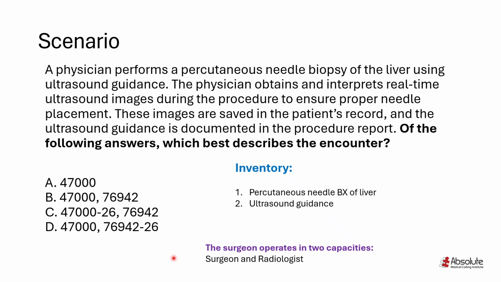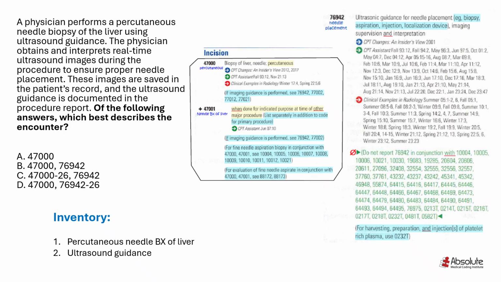Now let's go back to our guideline. When the surgeon operates in two capacities, the surgeon and the radiologist, that surgeon is not operating in the capacity of a professional component of that procedure. No, the doctor is operating as the surgeon and the radiologist. And if that is the case, this is how you code it.